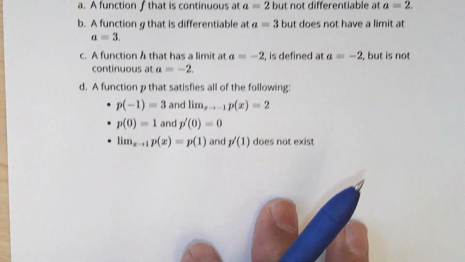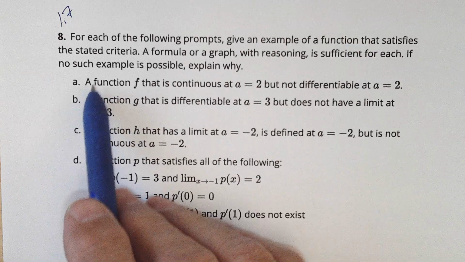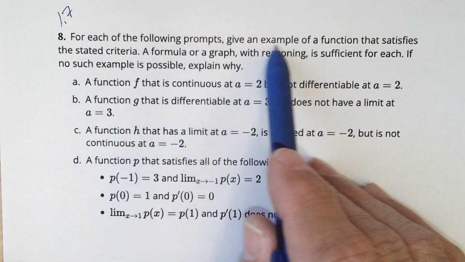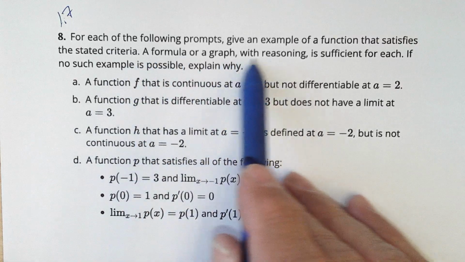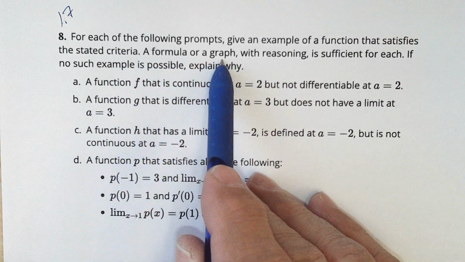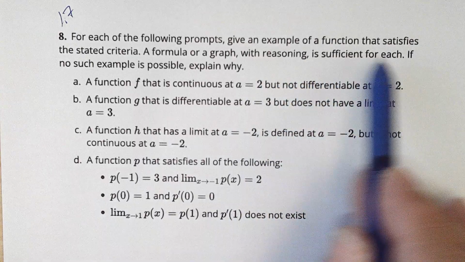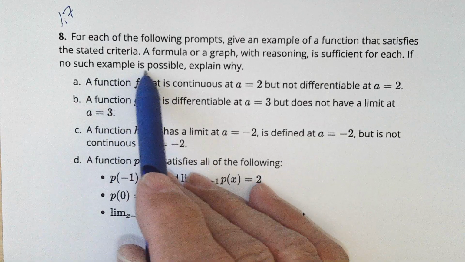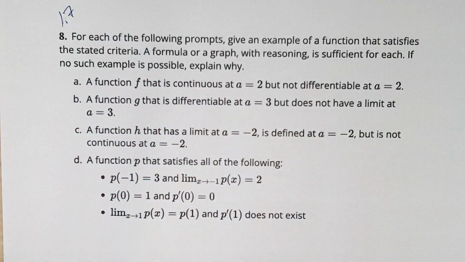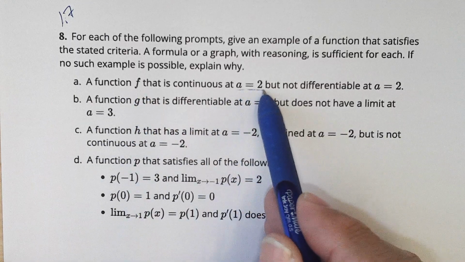All right, number 8. For each of the following prompts, give an example of a function that satisfies the criteria, for a formula or a graph, which, with reasoning, is sufficient for each. If no such example is possible, explain why. We want a function that's continuous at 2.